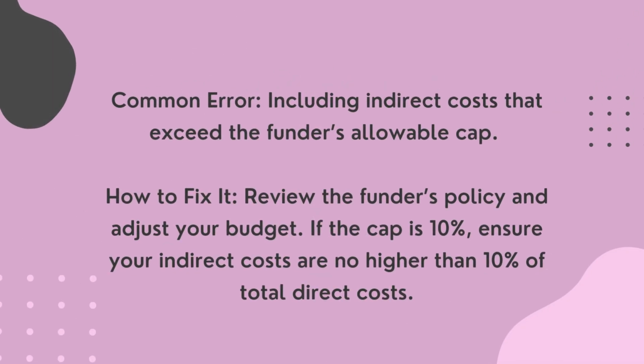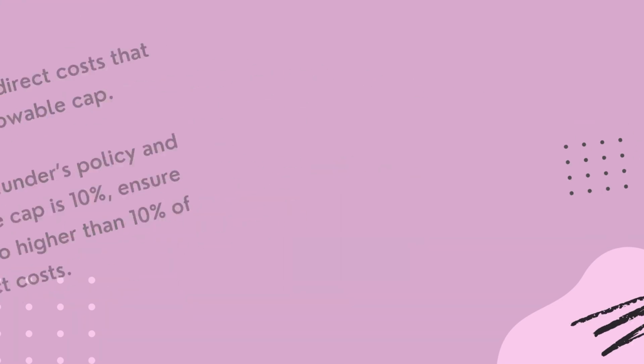Common error: including indirect costs that exceed the funder's allowable cap. How to fix it? Review the funder's policy and adjust your budget. If the cap is 10%, ensure your indirect costs are no higher than 10% of total direct costs.